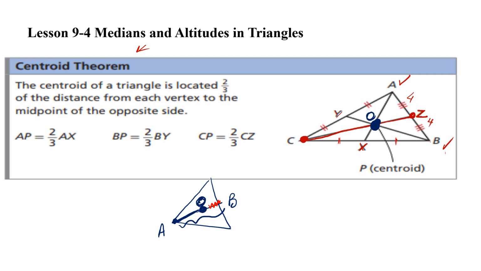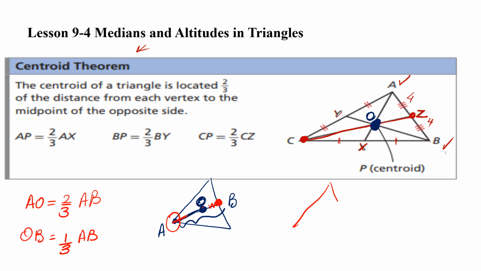So how can I memorize this? A is the vertex, and AO is 2/3 of AB. But if I'm talking not about the line which is coming from the vertex, but the one joining the center and the midpoint, that is OB, we can say OB is 1/3 of AB.